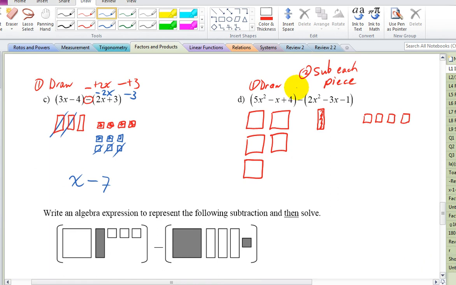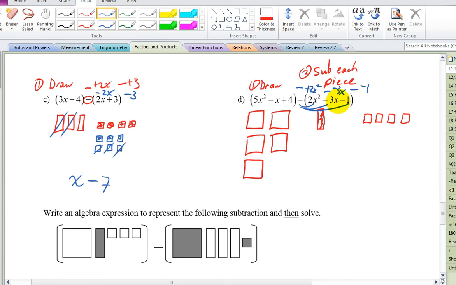We want to take away a positive 2x squared. We want to take away a negative 3x. And we want to take away a negative 1. Your subtraction sign belongs to all 3 of them. Okay.